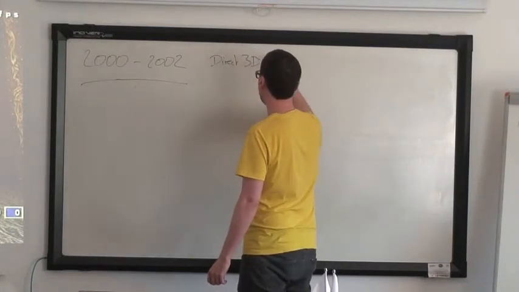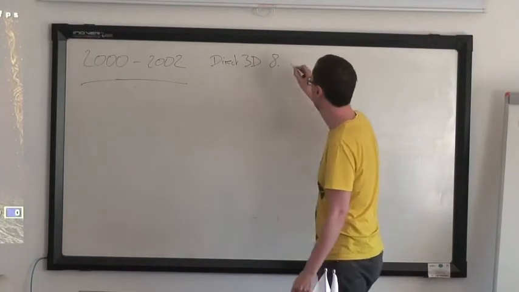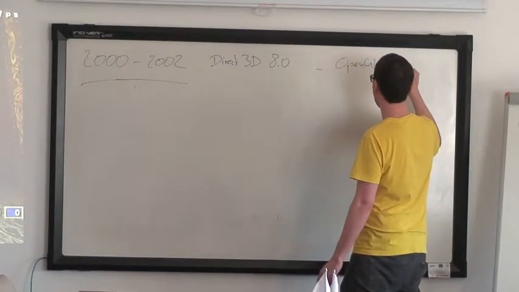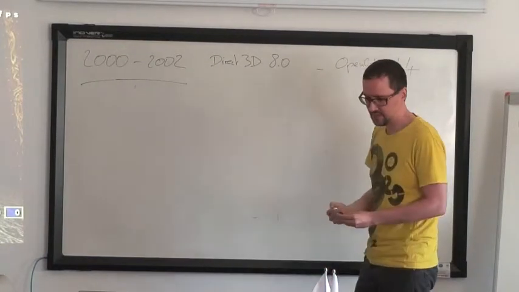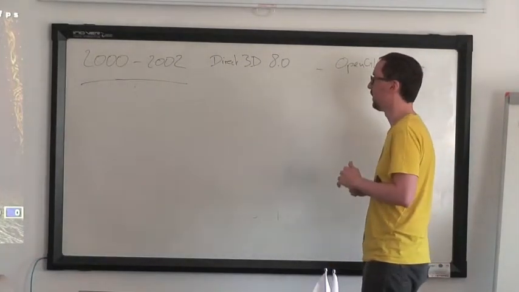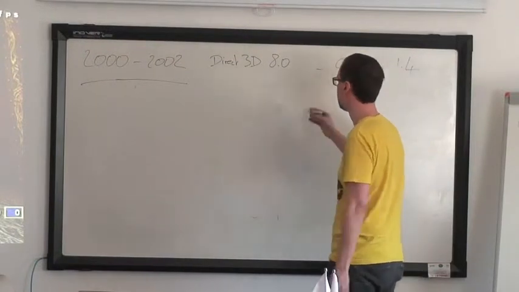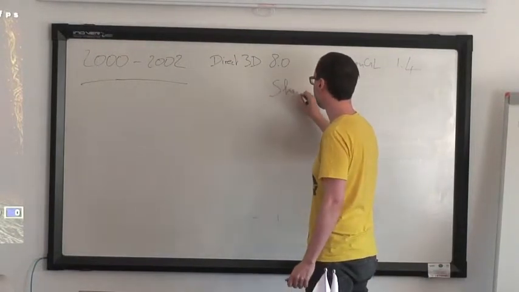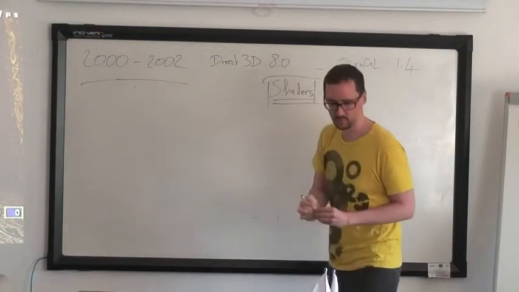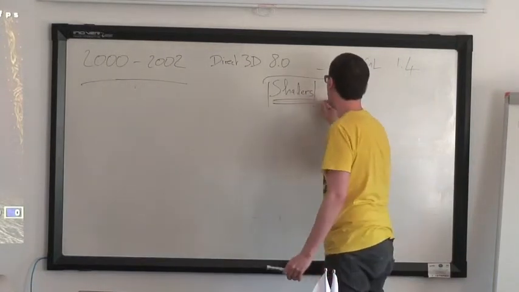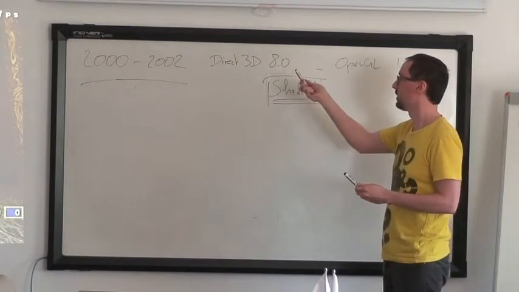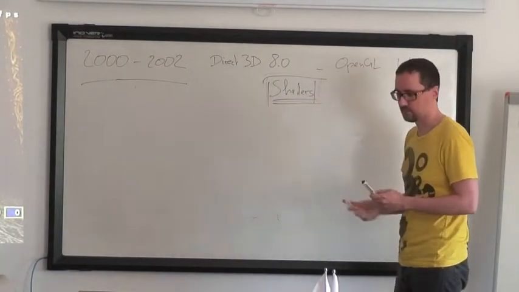DirectX 8, and OpenGL 1.4. And something that will change a lot the way you deal with the GPU. That is what we call shaders. And that will be the separation between the APIs. That is where Direct3D will go really fast forward.